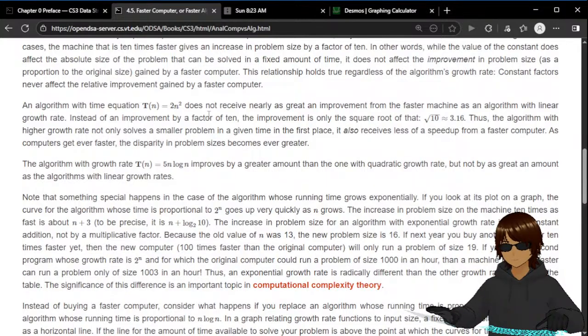Instead of an improvement by a factor of 10, the improvement is only the square root of that. Thus, the algorithm with high growth rate only solves a smaller problem in a given time in the first place. It also receives less of a speedup from a faster computer. As computers get even faster, the disparity in problem sizes becomes even greater.